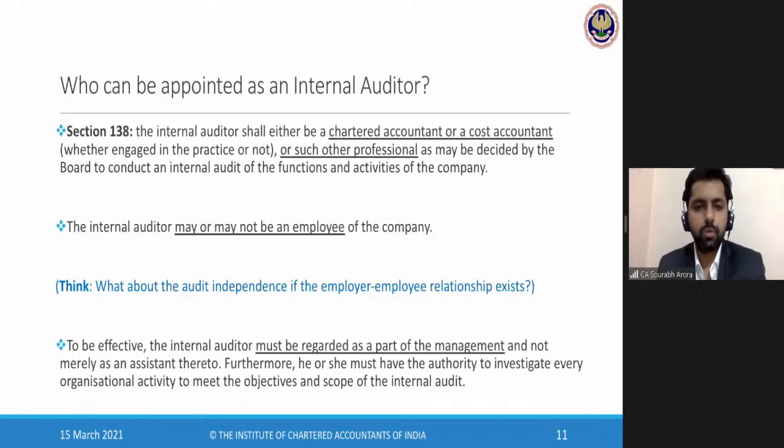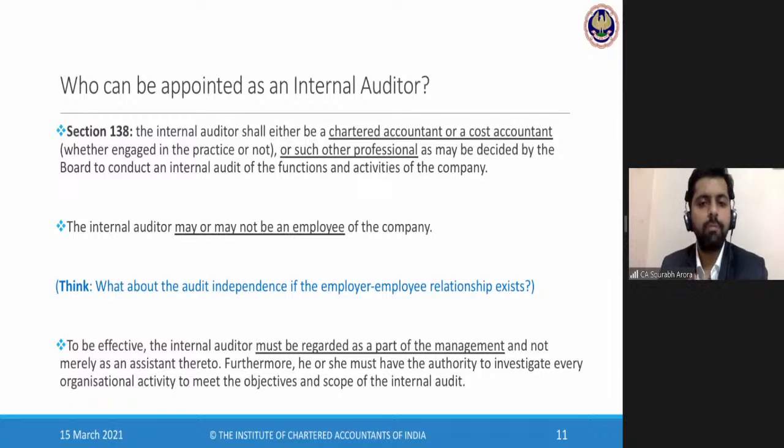So who can be appointed as an internal auditor? A chartered accountant or a cost accountant or such other professional as may be decided by the board to conduct an internal audit of the functions and activities of the company. Which section again? 138. So the internal auditor shall be either a chartered accountant or a cost accountant. This has been specifically provided in the statute, whether engaged in practice or not. So please understand that he doesn't necessarily need to be in practice, or such other professional as may be decided by the board. Which board? The board of directors, to conduct an internal audit of the functions and activities of the company.